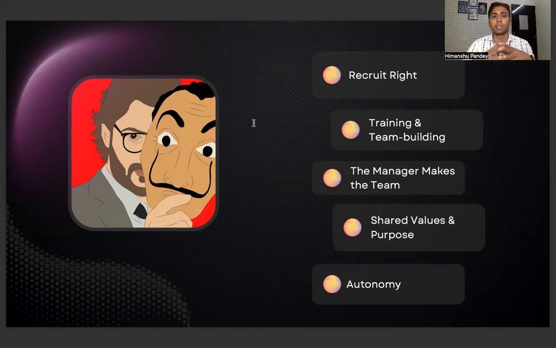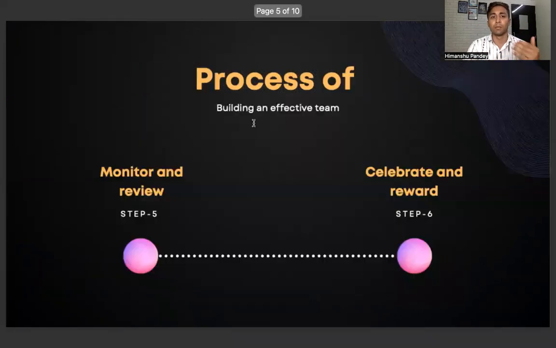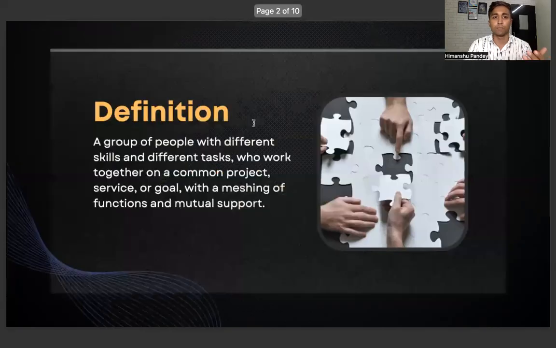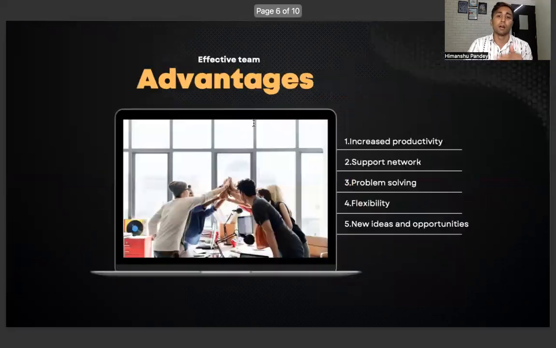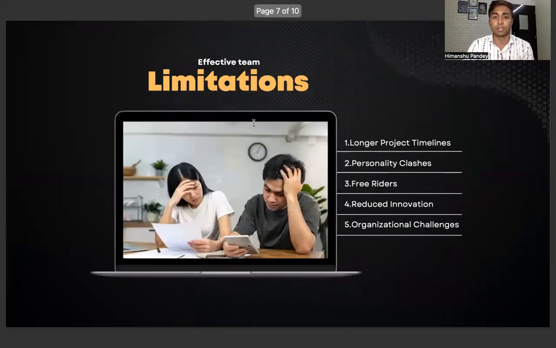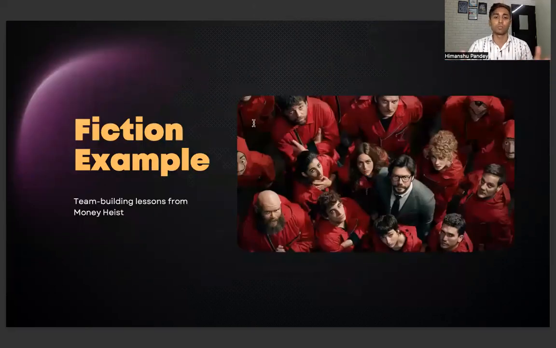These were all the examples of making an effective team. We have seen in the presentation the definition, detailed understanding, the process, a few advantages and limitations. Then we had an example of Money Heist. So this was my complete presentation, and here I would like to end it. Thank you so much.